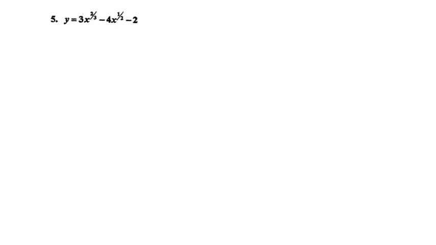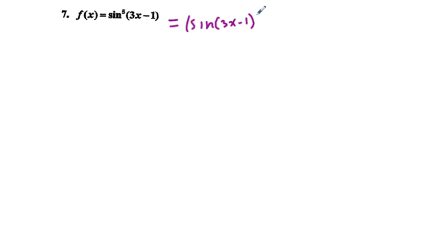Next, I said 7, did I? Yeah. Okay. Now this one here is to the 5th power, so I'm going to rewrite this and what this really means. It means you have sine of 3x minus 1, and what this 5 here means is the whole thing to the 5th power. Okay?